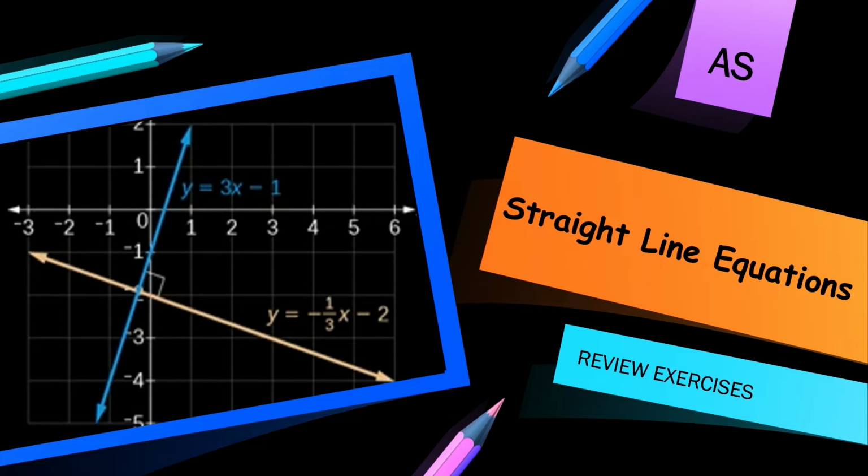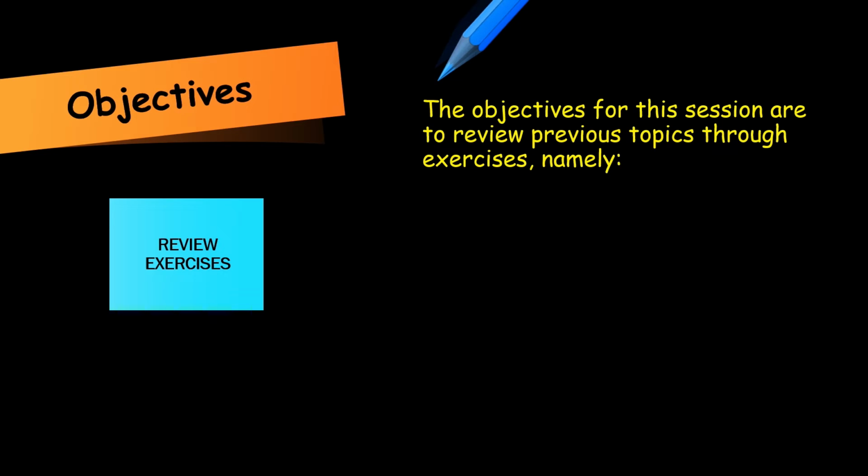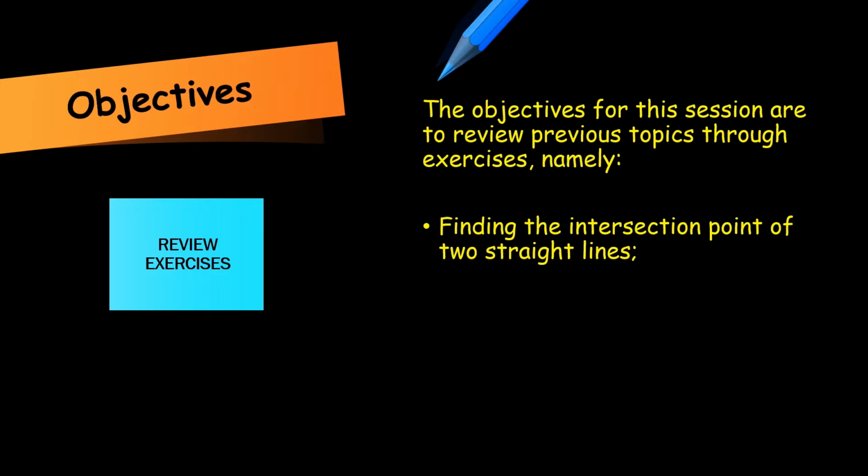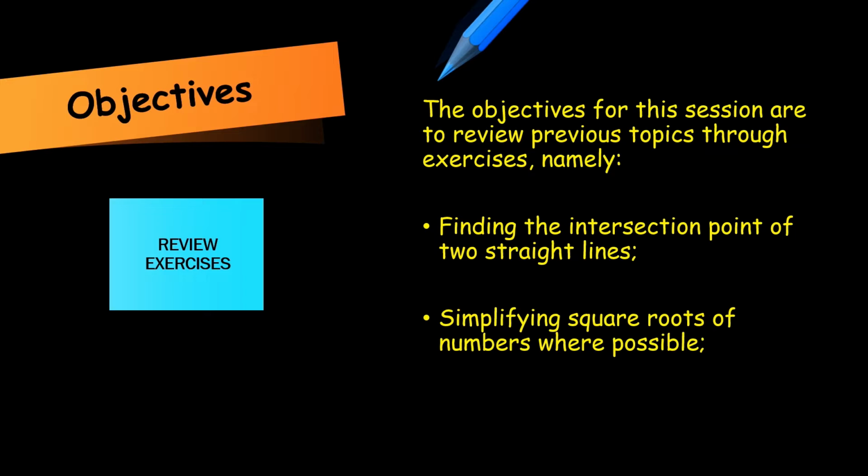Welcome to the session on straight line equations, review exercises. The objectives for this session are to review previous topics through exercises, namely, finding the intersection point of two straight lines, simplifying square roots of numbers where possible, and making y the subject of a linear equation.